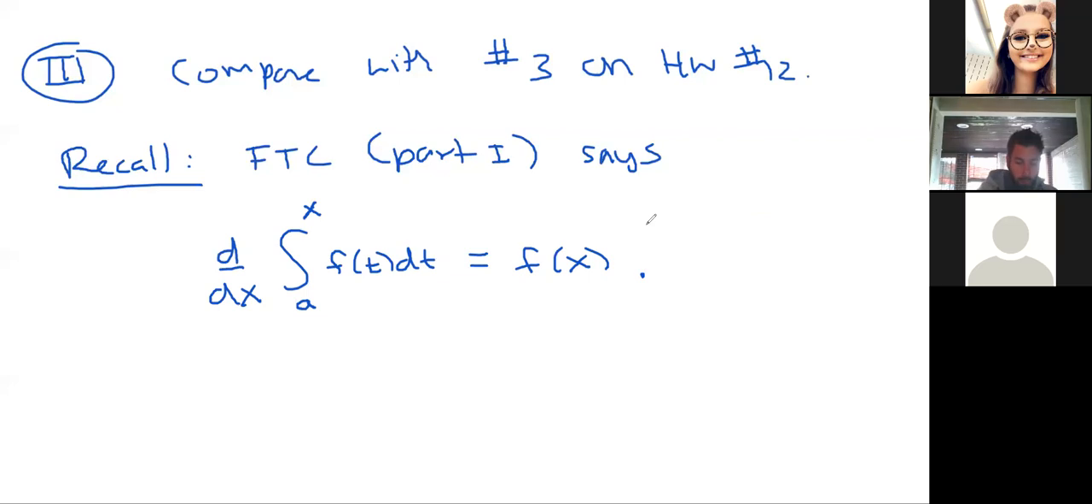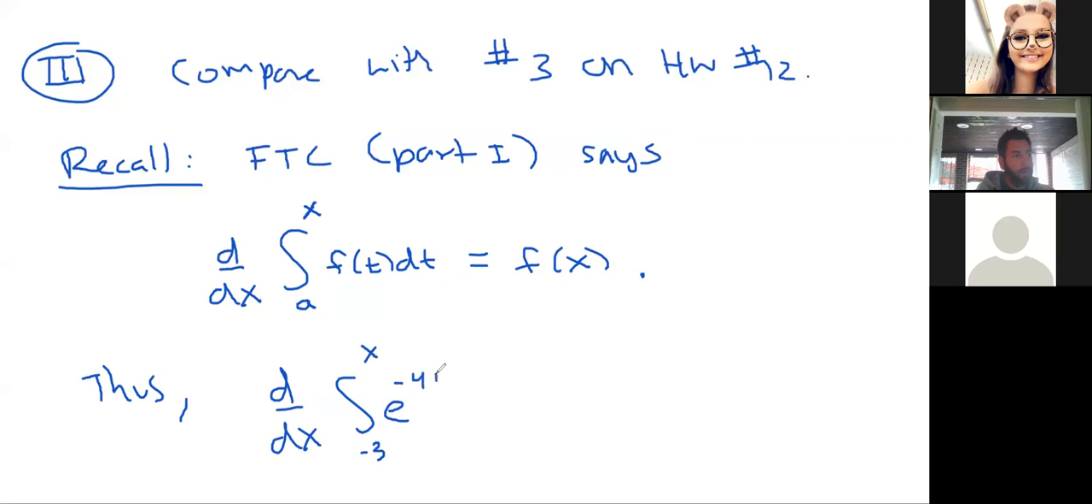So, for example, if I wanted to differentiate this integral, say from -3 to x of, how about -4t to the 5th dt, the fundamental theorem of calculus says this is just equal to -4x to the 5th. It literally says you take t, and wherever you see a t, replace it with x. That's what it's saying.